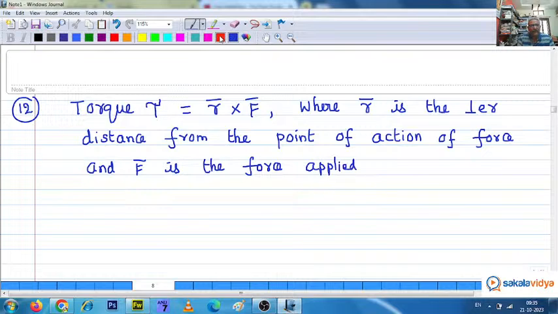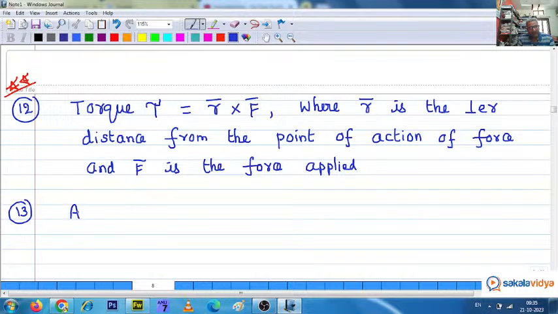So this is also very, very important. So torque and also work done. In the previous 11th one we discussed work done, whereas in the 12th formula torque is the cross product application, whereas work done is the dot product application. Okay, now let us move to the 13th one.